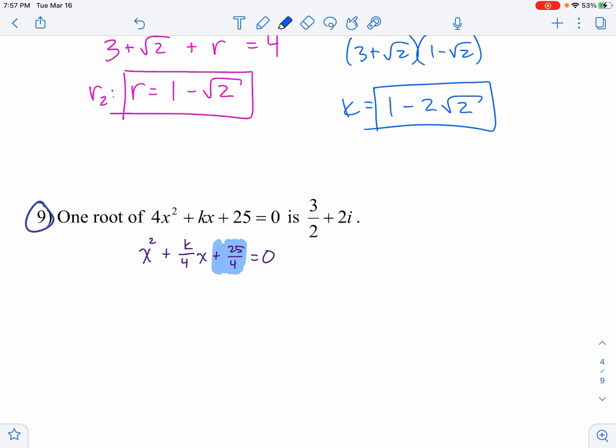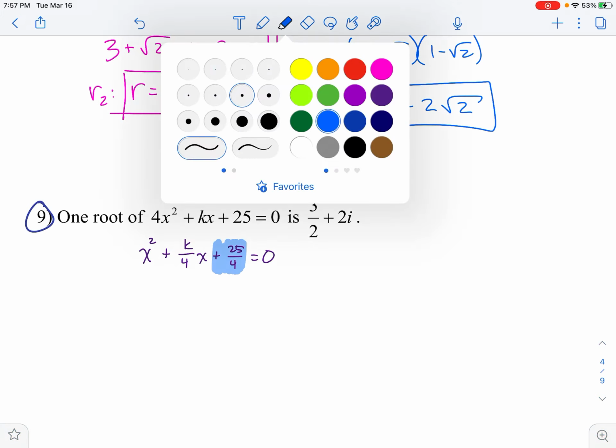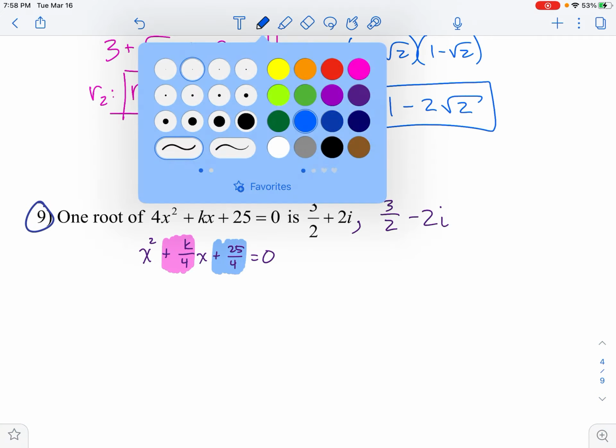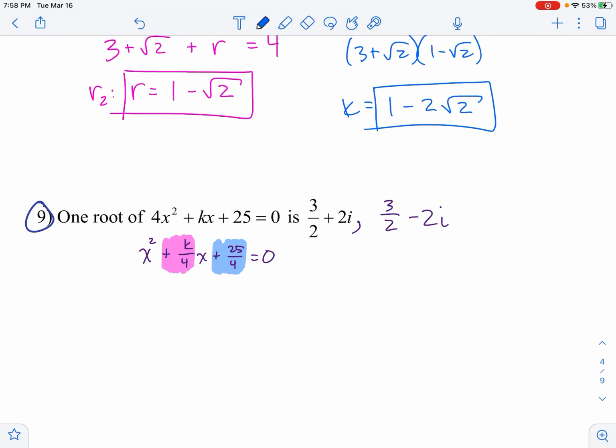When I add my two together, I'm going to get the opposite of k over 4. When I multiply them, I'm going to get 25 fourths. I do know one root, but you actually know the other root because, at least for now, our roots are going to be conjugates. So I'm going to have 3 halves minus 2i. We could confirm by multiplying these that the product was in fact 25 fourths. I'm going to tell you that it is.